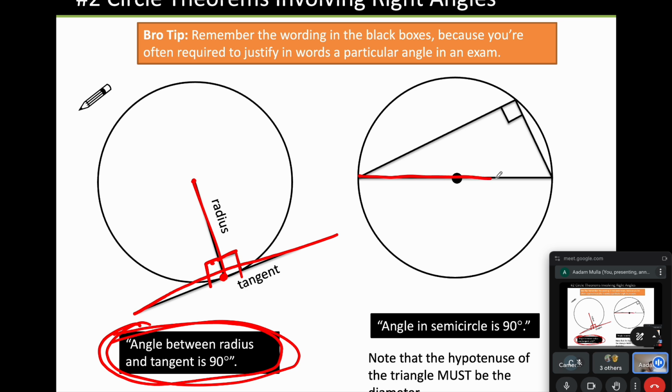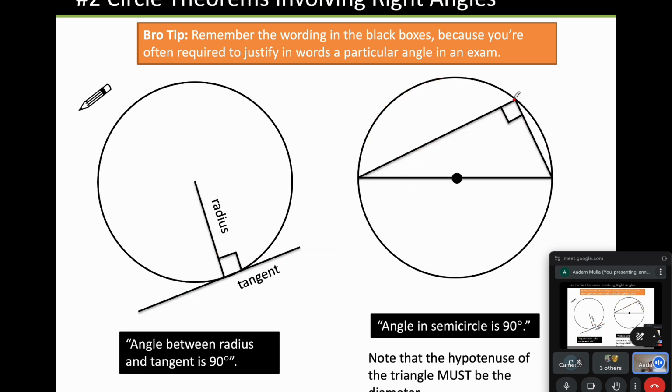Second rule, if we've got a semicircle, half of the circle, and we've got a triangle within that circle and one of the sides is a diameter, that means the angle that's not on the diameter will be a right angle. So an angle in a semicircle will be 90 degrees. That's quite important. Just give you 20 seconds just to get those two down.